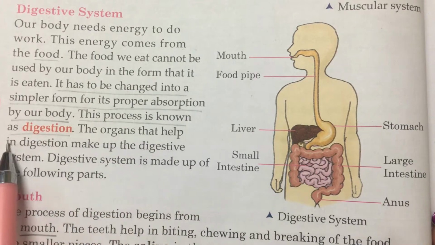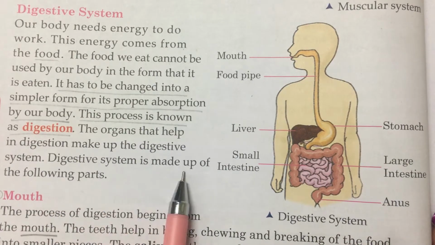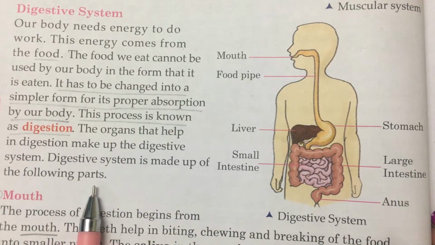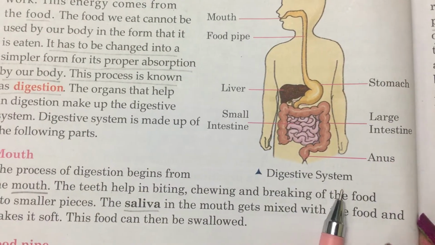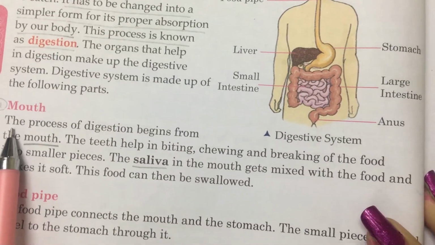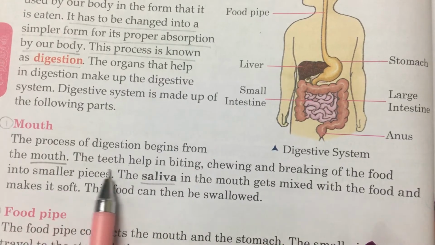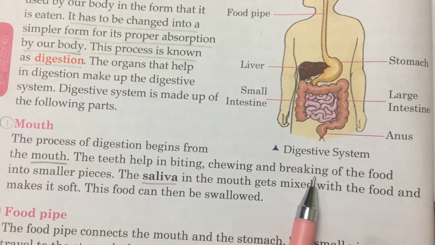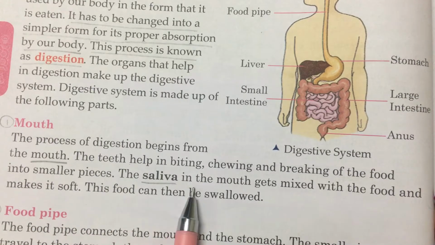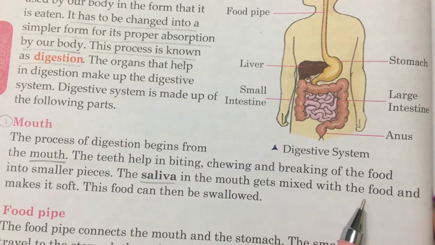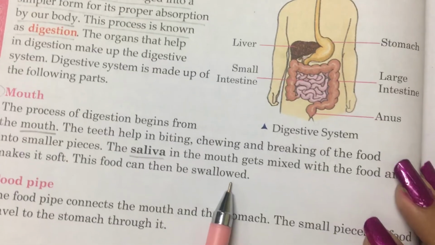The organs that help in digestion make up the digestive system. Digestive system is made up of the following parts. As you can see, here is the digestive system and mouth. The process of digestion begins from the mouth. The teeth help in biting, chewing, and breaking of the food into smaller pieces. The saliva in the mouth gets mixed with the food and makes it soft. This food can then be swallowed.